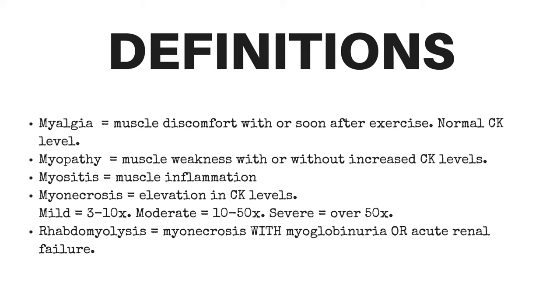Myonecrosis means we have an elevation in CK levels, and there's going to be varying degrees here. Mild is going to be when we have a 3 to 10x elevation of CK. Moderate is when we have 10 to 50 times elevation, and a severe myonecrosis is going to be when we have over 50 times the elevation of CK. Finally, we have rhabdomyolysis. This is going to be myonecrosis with myoglobinuria or acute renal failure.